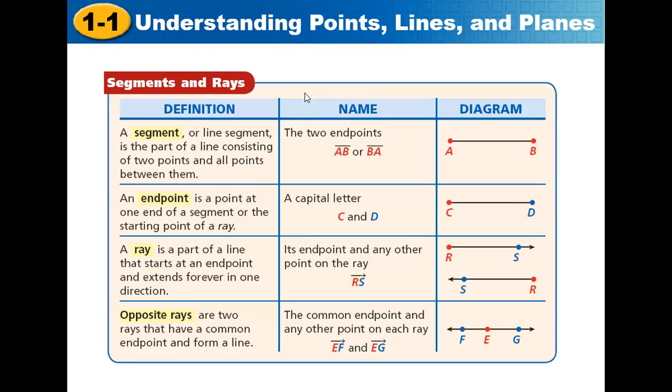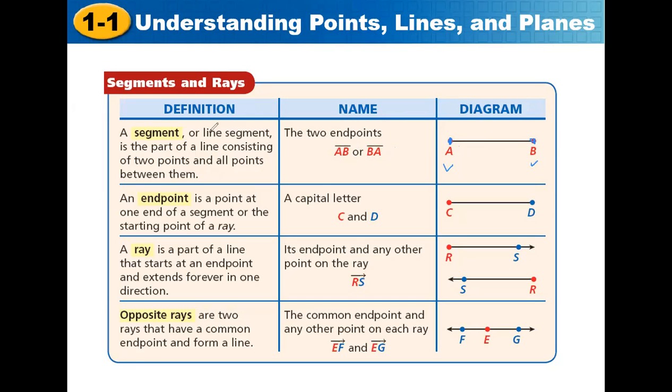segments and rays. For each one, we have a definition. A segment or a line segment is the part of a line consisting of 2 points and all the points between them, which means we will stop at this point. So you have a start point and also you have an end point and all the points between them, which you cannot count. It's an infinite number of points between them. Then the 2 end points, which are A and B.